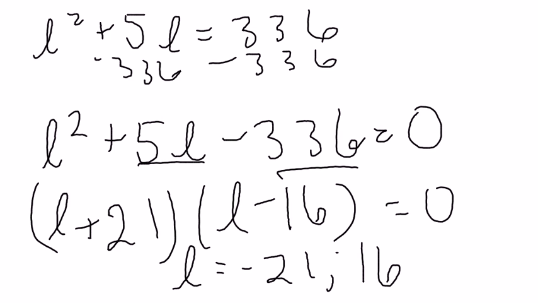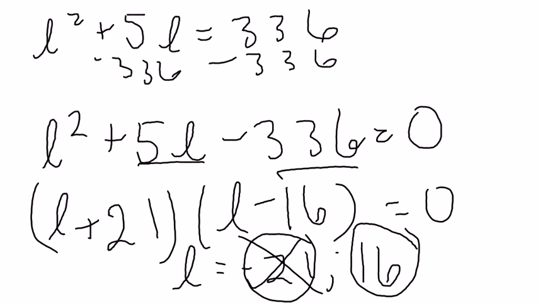Okay, well, here's a question. Can the length be negative 21 yards? No, it cannot. We can't have a negative length. We can't have negative distance. This is a real playground we're working with, and we need a positive value. So we lose the 21 because it doesn't have to do with what we're trying to find out. We keep the 16. That's the length of our playground.